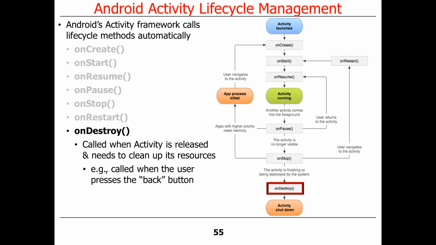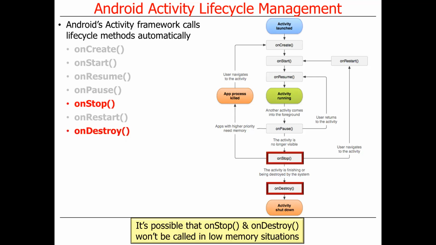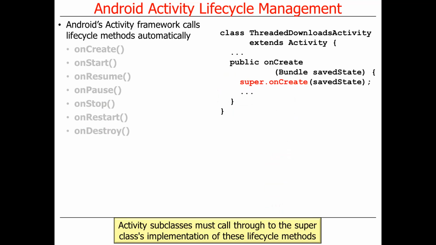Yeah? So the flowchart doesn't explicitly state that onDestroy is called via the process being killed from the memory log, but yeah, so it'll say that in a second. So it's possible that onStop and onDestroy won't be called in low memory situations. So it's possible for these things not to get called back because the system has decided it was too low on memory. Now, back in the early days of Android, when people had a fairly low amount of memory, that was a big deal. Nowadays, it's not as common.